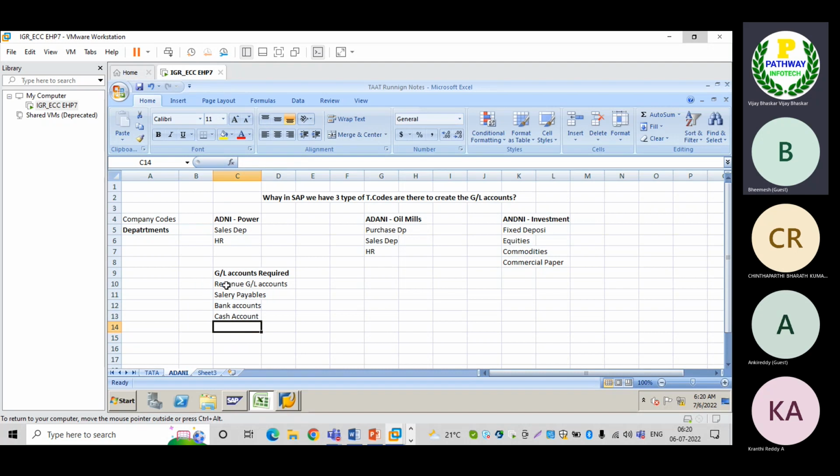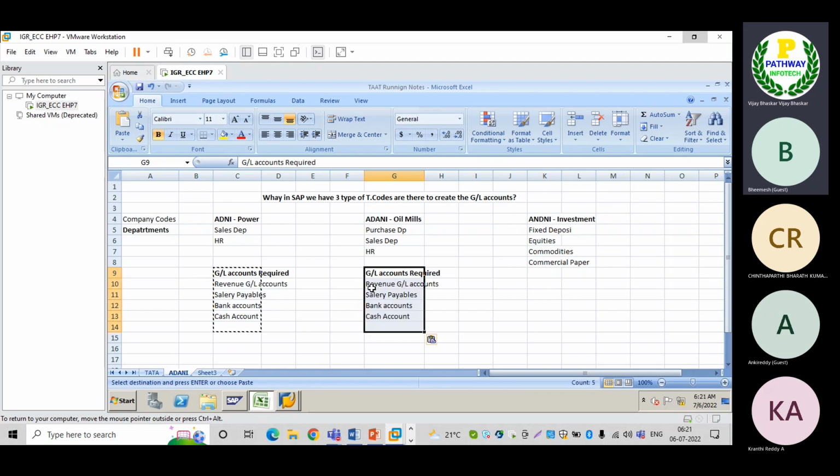Now let us assume the same GL accounts are required even for this legal entity also. Apart from this, this legal entity also has purchases, so purchase-related GL accounts must be required. Purchase GL accounts means raw material GL accounts. I'll mention it straightforwardly as purchases GL accounts.